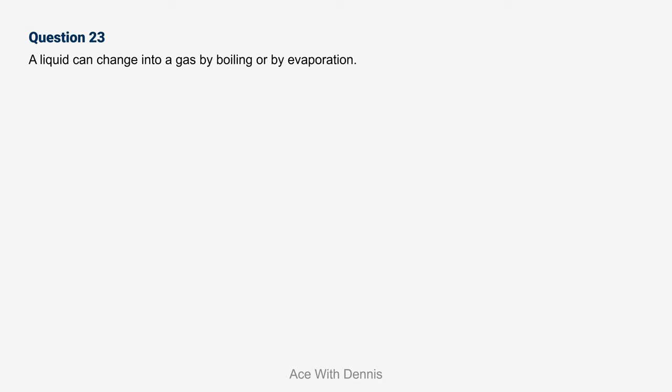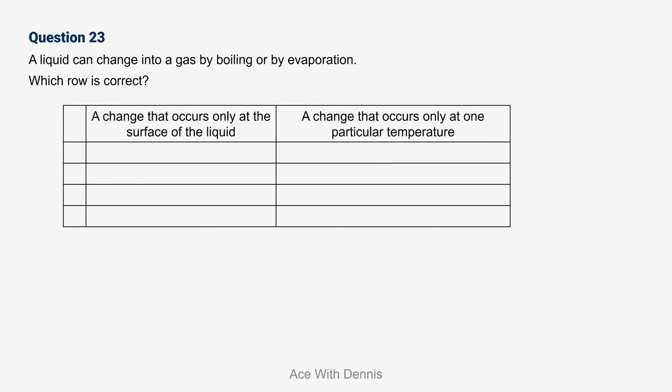Question 23. A liquid can change into a gas by boiling or by evaporation. Which row is correct? So we compare between a change that occurs only at the surface of the liquid and a change that occurs only at one particular temperature. Option A is boiling. B, boiling, evaporation. C, evaporation, boiling. Or D, evaporation. The answer is C, evaporation and boiling.